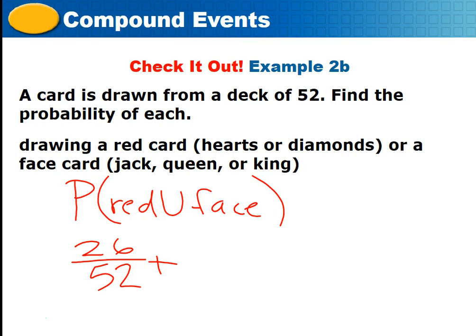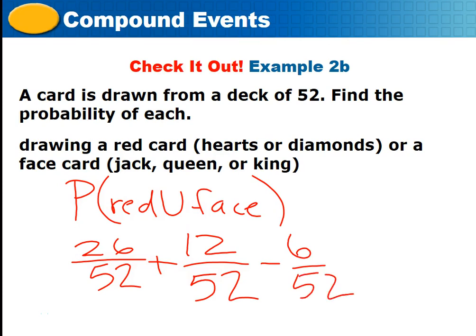We have 4 suits, so 3 times 4 is 12. And then we want to figure out how many of those face cards are red. Well, if half the cards are red, then half the face cards are red. So we're going to subtract the 6 over 52. So here again, when we add the 26 to the 12 and we subtract the 6, we get 32 over 52. And again, that reduces to 8 over 13.